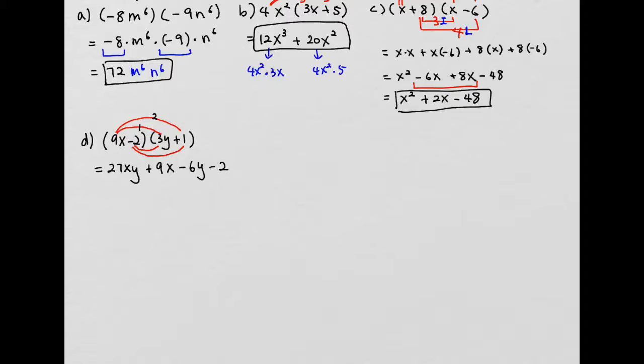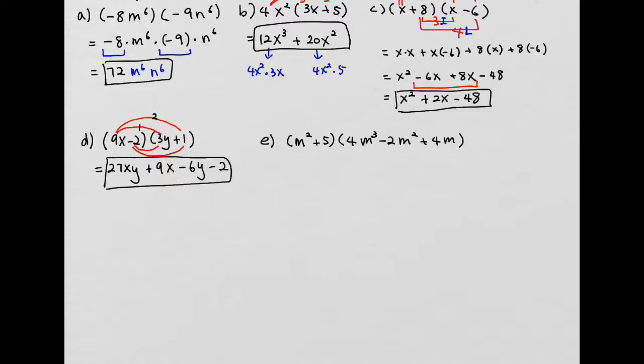Once you're done with multiplication, we will see if we have like terms. This one we do not have like terms. The first term carries xy. The second term is only x. Third term is only y. The last one is constant. So you do not have any like terms, so that must be your final.